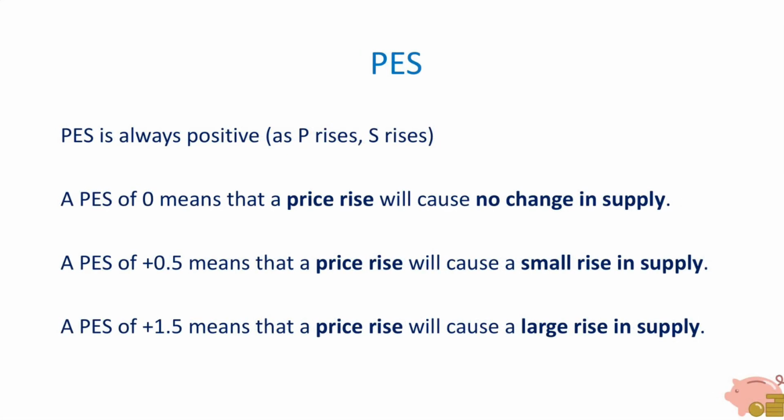So moving on to PES, we know that there is a positive correlation. So if the price rises, the quantity supplied rises. If the PES is 0, it means that a price rise will cause no change in the quantity supplied, perfectly inelastic. PES of 0.5, a price rise will cause a small rise in the quantity supplied, relatively inelastic. And PES of 1.5 means that a price rise will cause a relatively large rise in the quantity supplied because we're relatively price elastic.